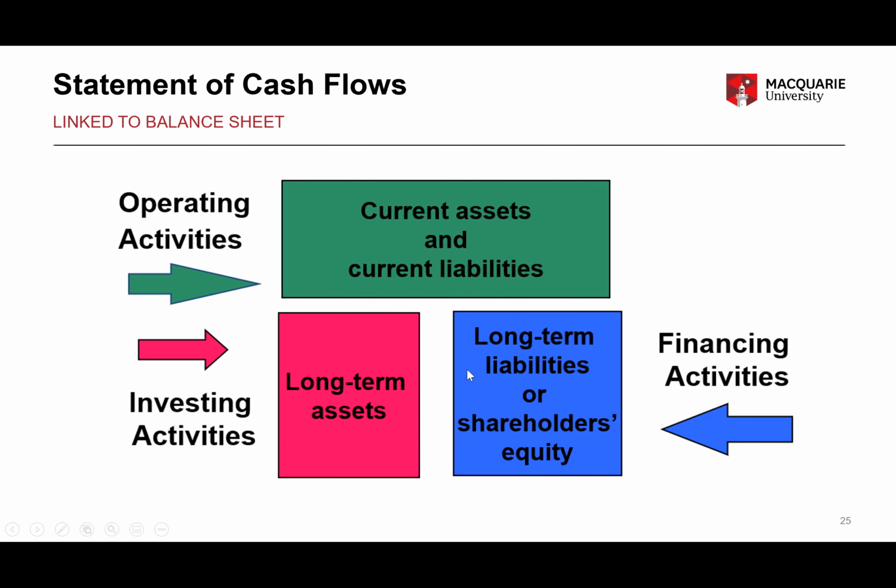The investing activities are related to the long-term assets. So we're focusing there on the sales and the purchases of our long-term assets. And the financing activities are related to the long-term liabilities and shareholders' equity. So did we borrow or make repayments on our bank loan? Did the owners contribute more cash? If it's a company, did we issue shares? Or did we pay dividends to our shareholders? So that would all be classified as financing activities.